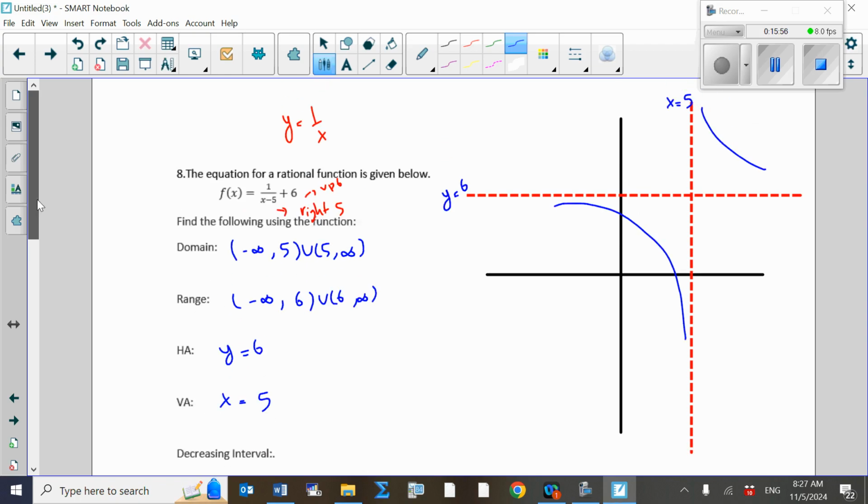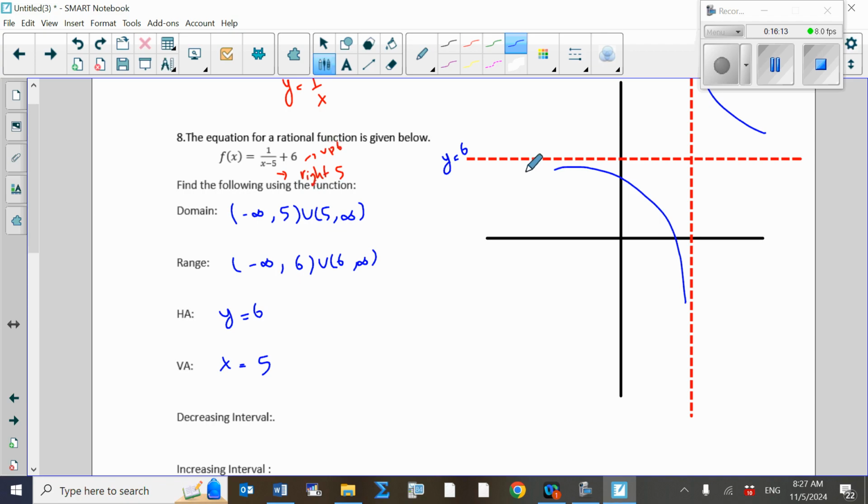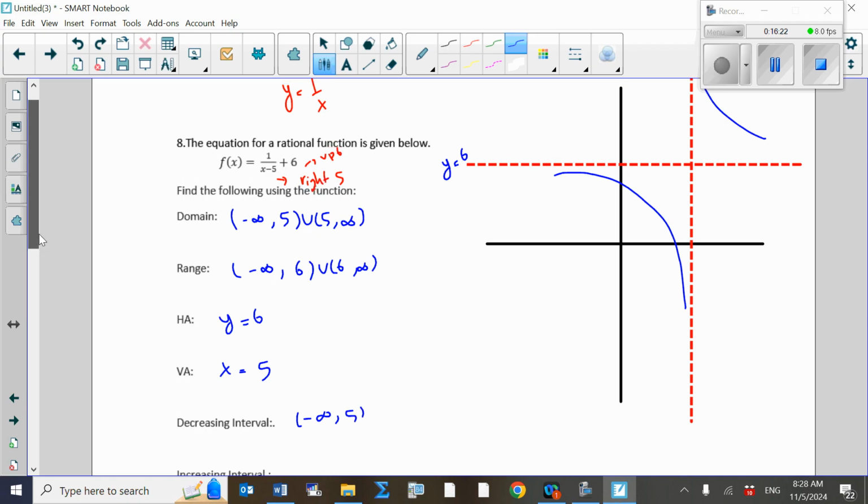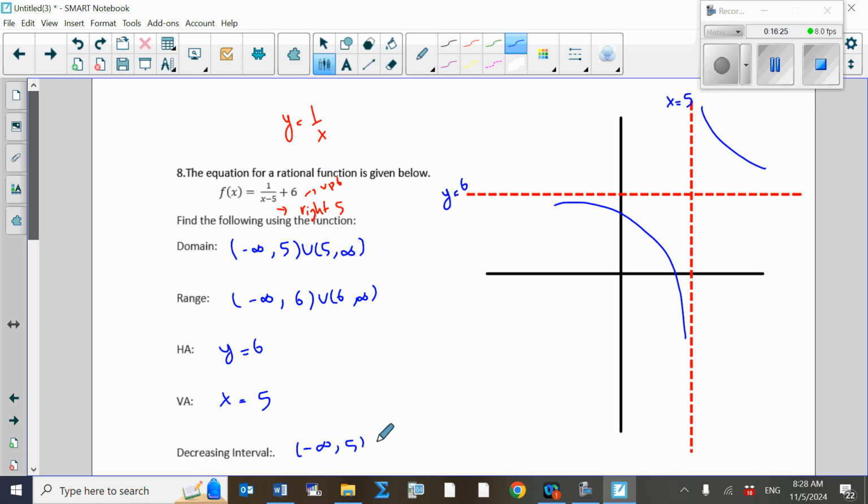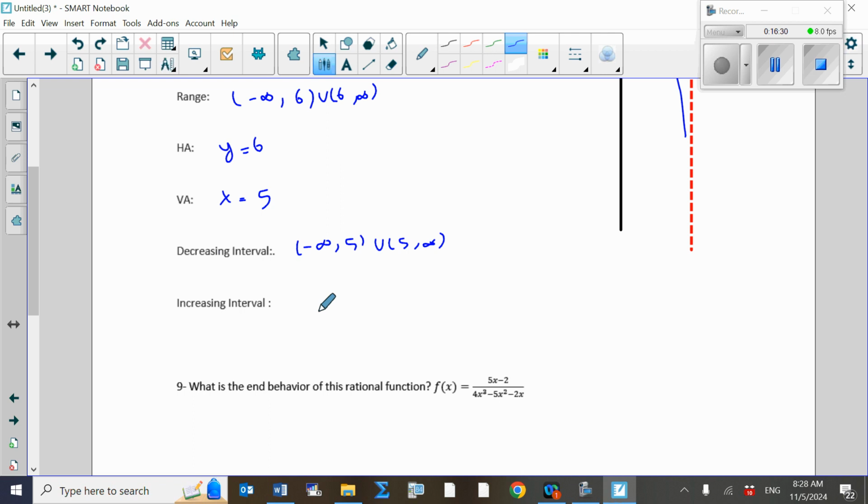Decreasing interval, you see that the function is like, I'm going to look at the function, put my pen here. My pen is going down, so it's decreasing. And over here, again, it's going down, always decreasing. The function is always decreasing over the whole domain, which is this. So from negative infinity to 5, it's decreasing. And then from 5 to infinity, again, it's decreasing. So this is the decreasing interval. And it's not increasing at all.